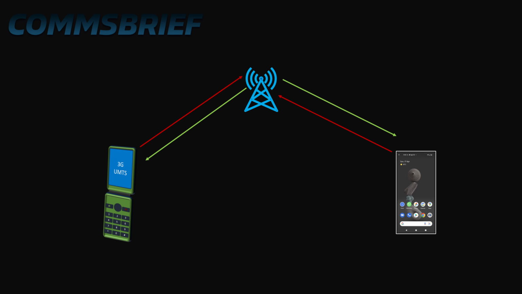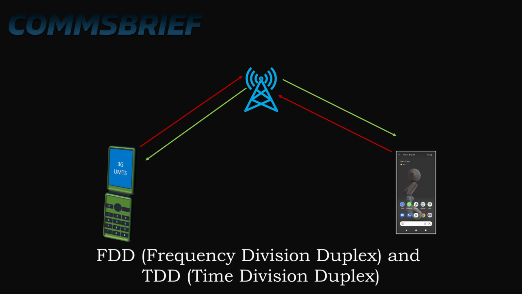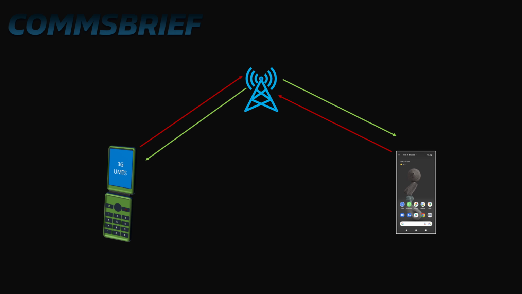Just to give you some context, 4G LTE and 5G NR networks can operate in full and half duplex modes. They can use FDD and TDD in full and half duplex modes. So FDD is frequency division duplex and TDD, time division duplex. FDD is a full duplex system, whereas TDD is a half duplex system. There's also a half duplex version of FDD, just so you know.